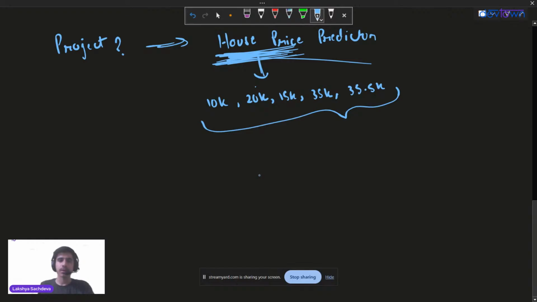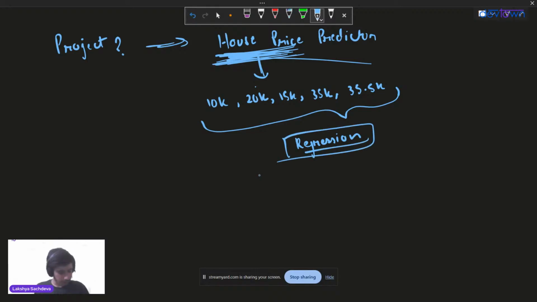What we have learned, sir, is that whenever there is a case in which we have to predict a continuous value, we call it regression. Is this clear? So the project that we are going to make comes under a regression model, or we can say we are going to make a regression model for our project. Is this clear, guys?